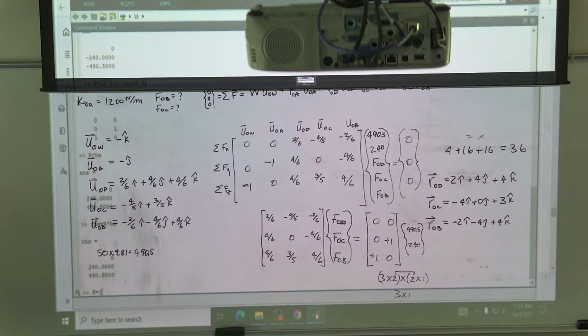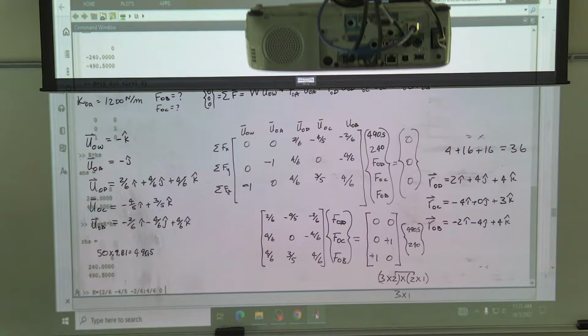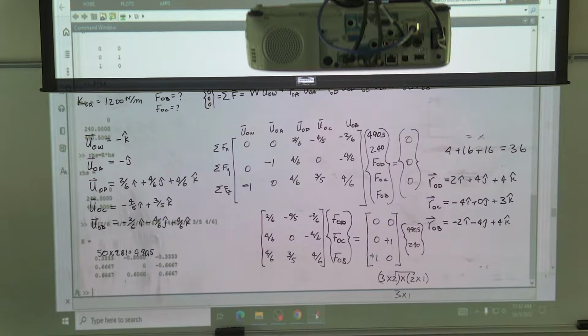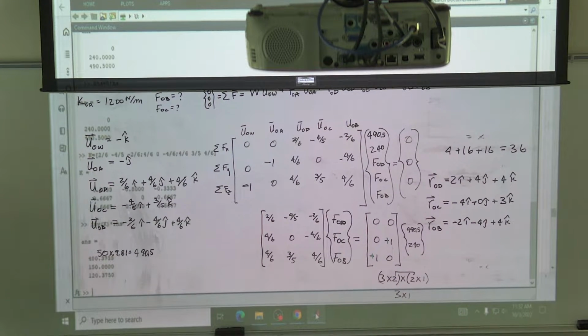So here's my matrix K, and it looks like I got 2/6 and a space minus 4/5 minus 2/6. Next row, 4/6 minus 4/6. Next row, 4/6, 3/5, 4/6. Let's see what I got. Looks okay as far as I can tell. And now I can do inverse of K times the right hand side. And there's all my numbers.